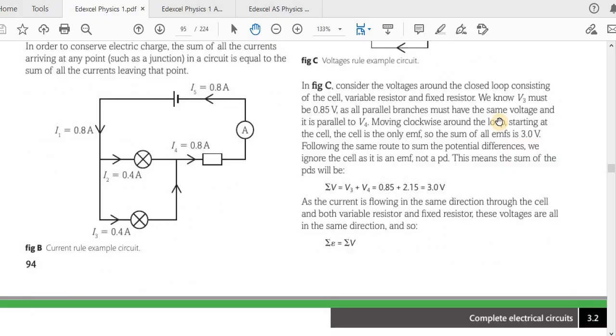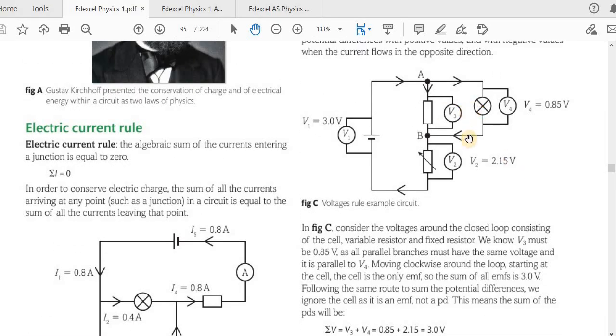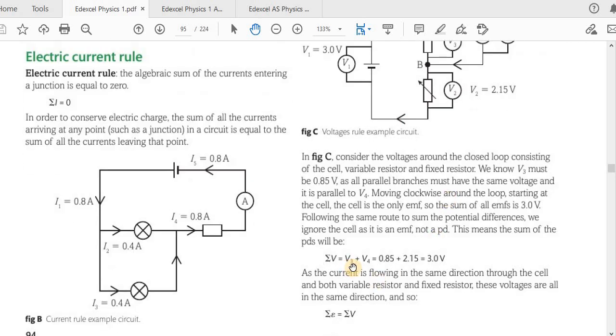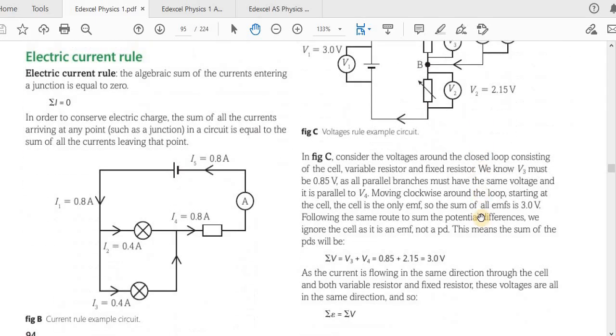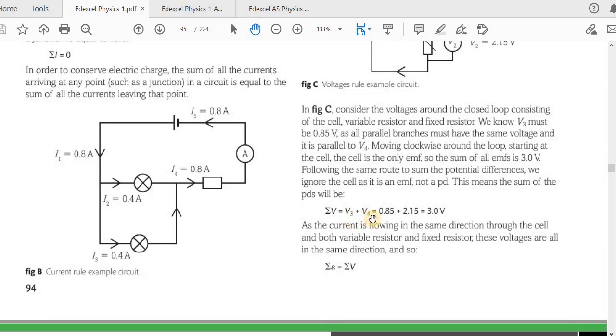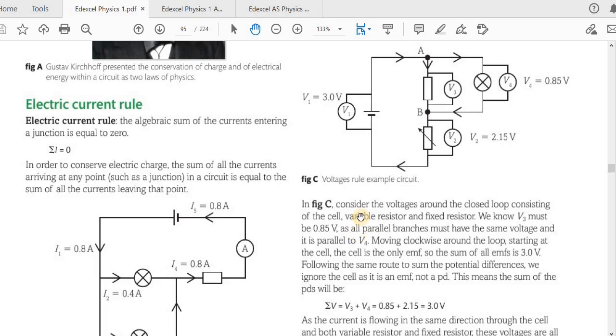Yeah, I think it's a mistake here. This should be V2 and V3, not V3 and V4, because this and this are in parallel, so they will have the same potential difference across them. So it should be V2 and V3, not V3 and V4. Okay, so this is Kirchhoff's second law, which states that the sum of EMFs around a loop is equal to the sum of potential differences.